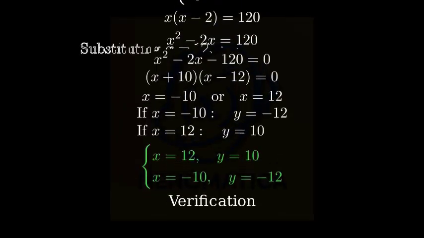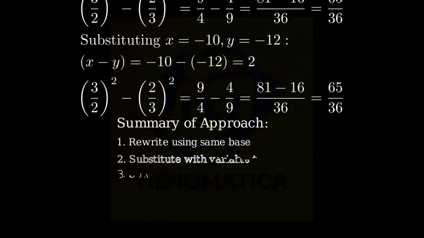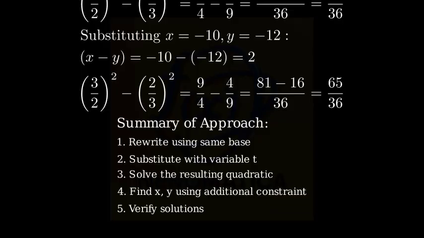Let's verify our answers by substituting them back into the original equation. In this problem, we solved an exponential equation by first recognizing the relationship between the bases, making a substitution to simplify the equation, and then solving the resulting quadratic equation. Since we had two variables, we needed additional constraints, which led us to a system of equations that gave us our final solutions. Thank you for watching.